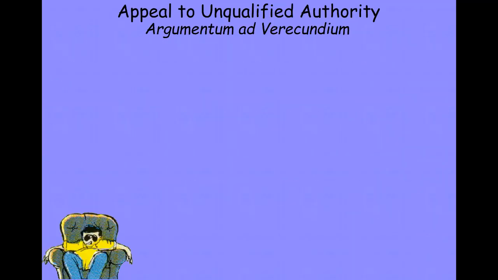So the first fallacy that we want to look at here is a nice bridge between fallacies of relevance and fallacies of weak analogy, because it involves components of both. It's called appeal to unqualified authority.